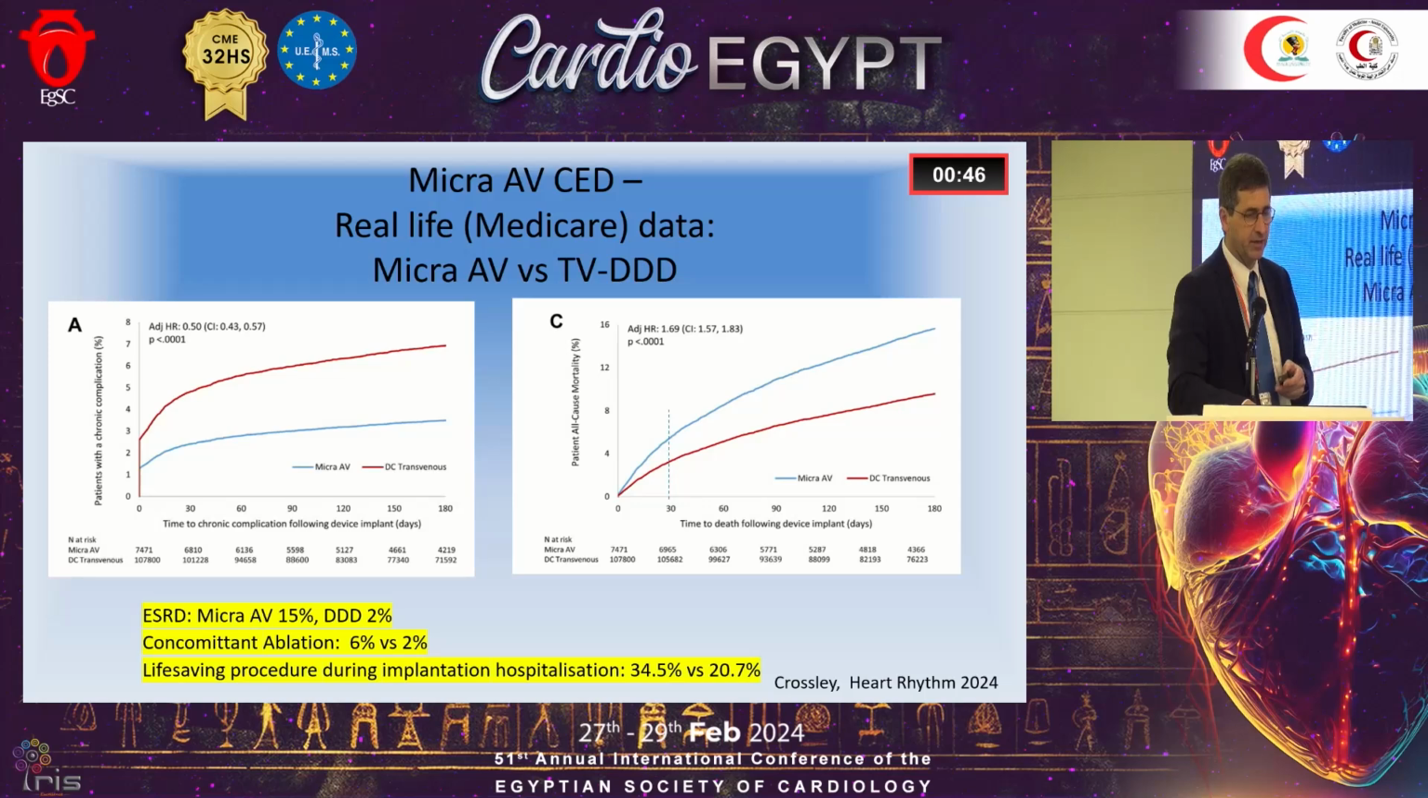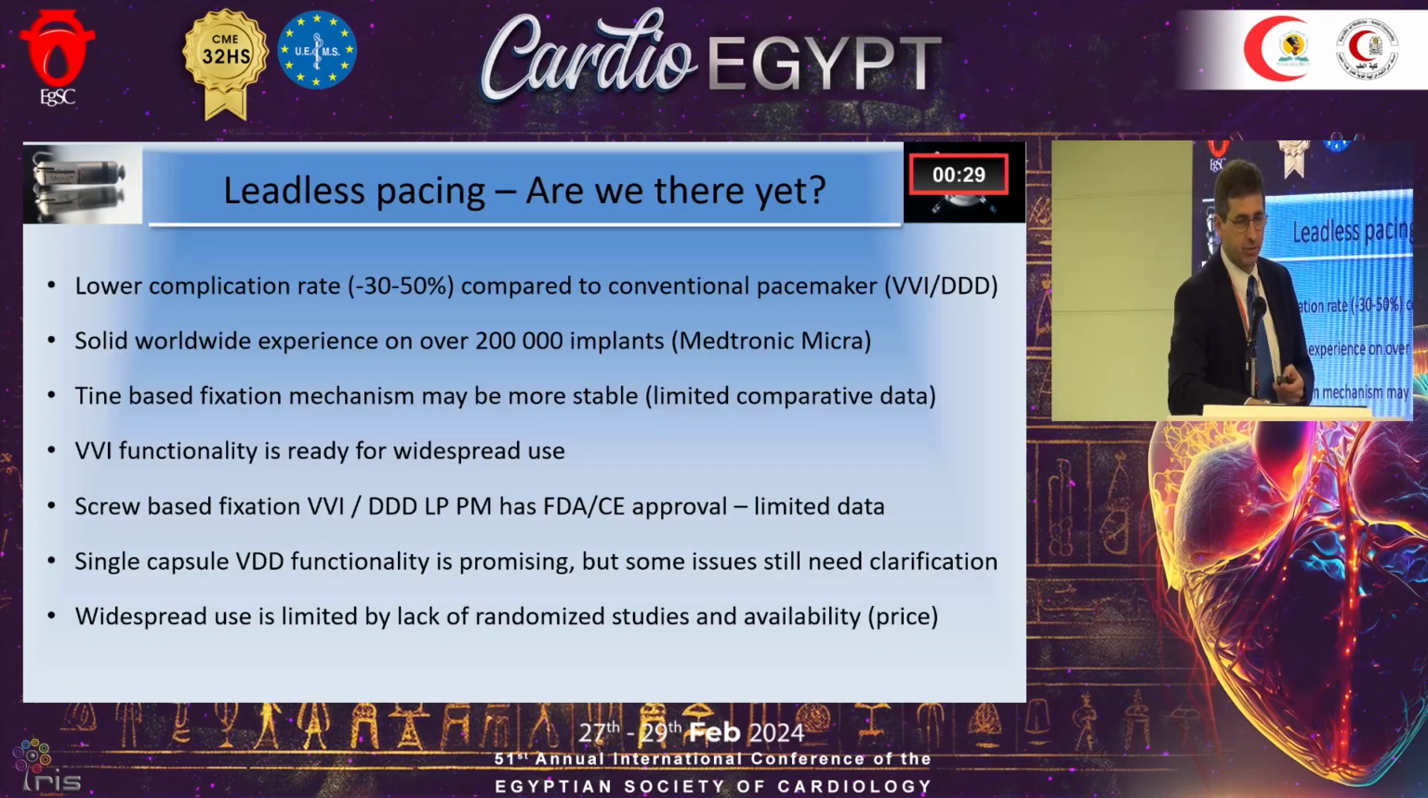And if we are looking at the device-related complication, coronary complication, we see the old curves again, that with the leadless pacemaker we have a much lower rate of complication, even in this very sick patient population. So leadless pacing, are we there yet? We can say there is a lower complication rate, 30 to 50% compared to conventional pacemaker. This seems to be great.